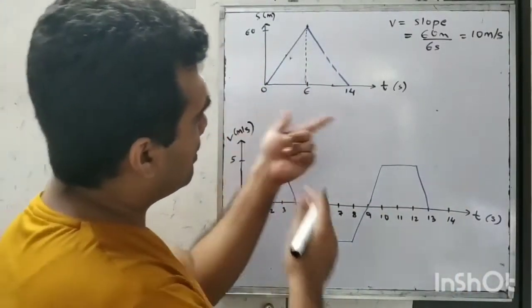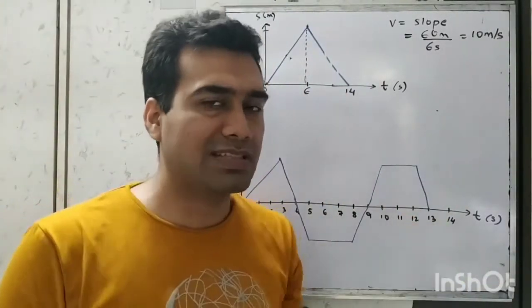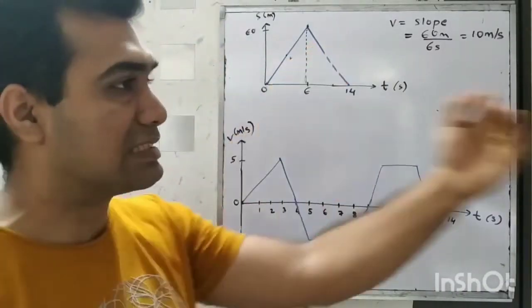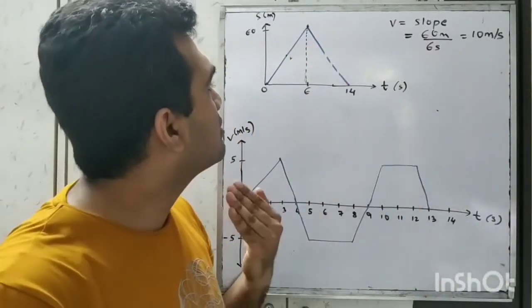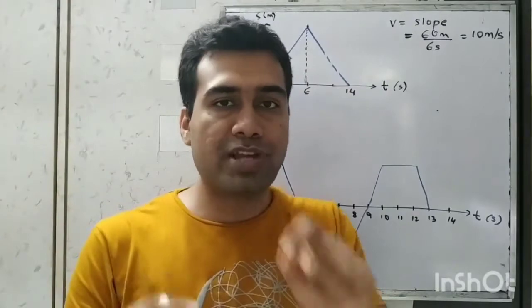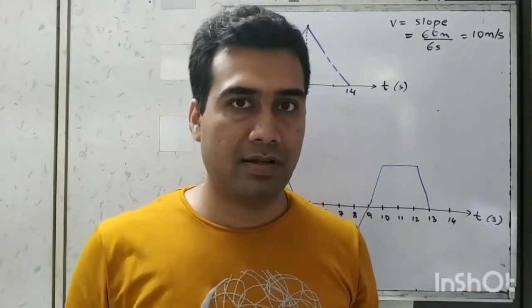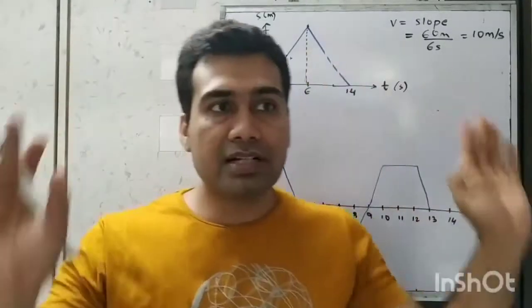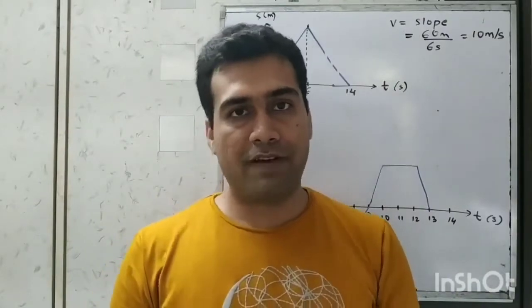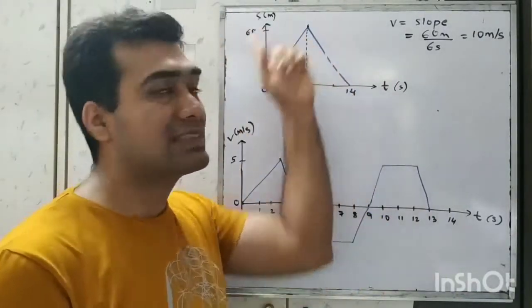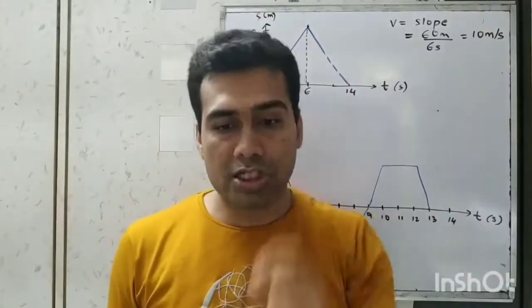But what about the remaining 8 seconds? What was the velocity then? Now I can see that from 60 meters, finally the displacement is 0. That means that the object has come back to the original place. That means that in the end, the total displacement is 0. Whenever the graph touches the x-axis in an ST graph, it means the object has returned to the origin.